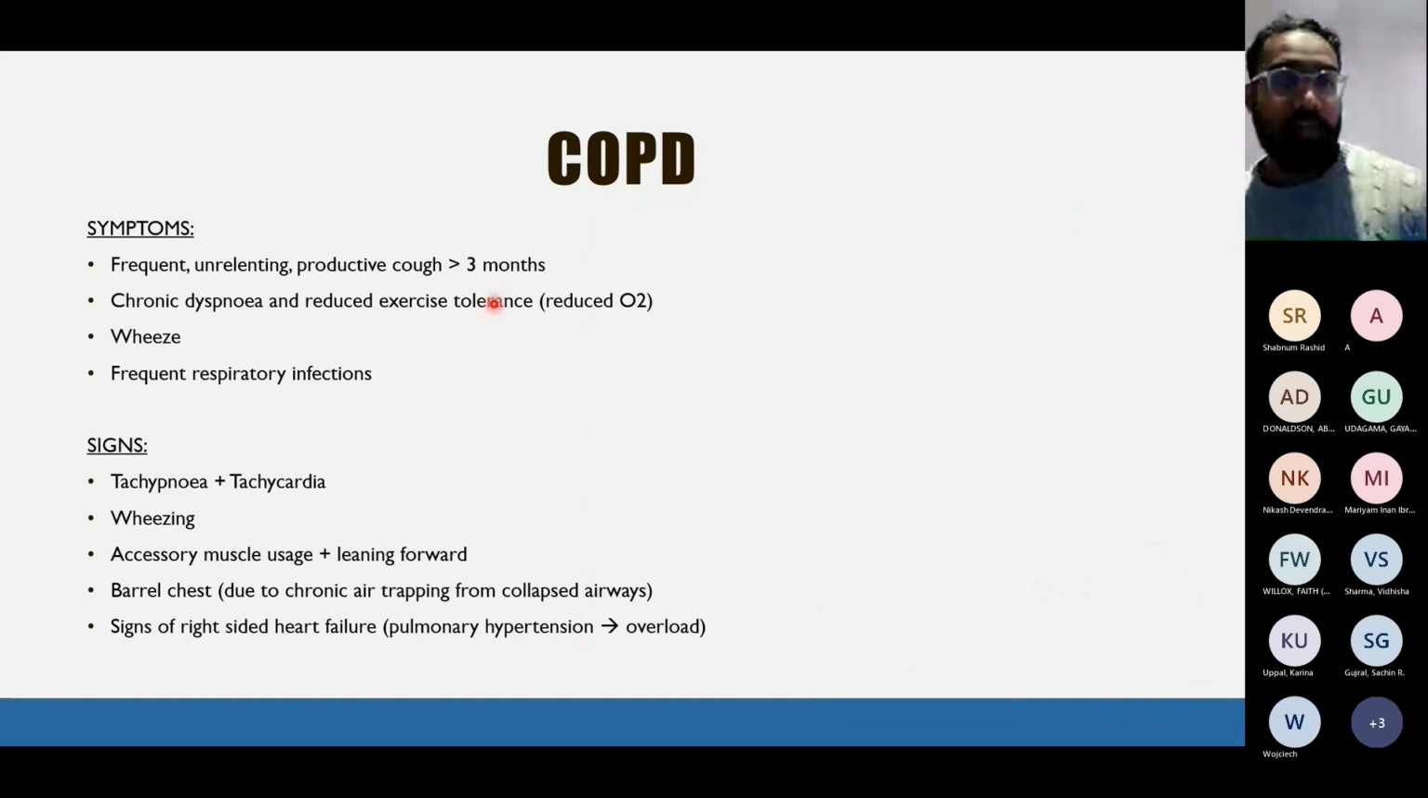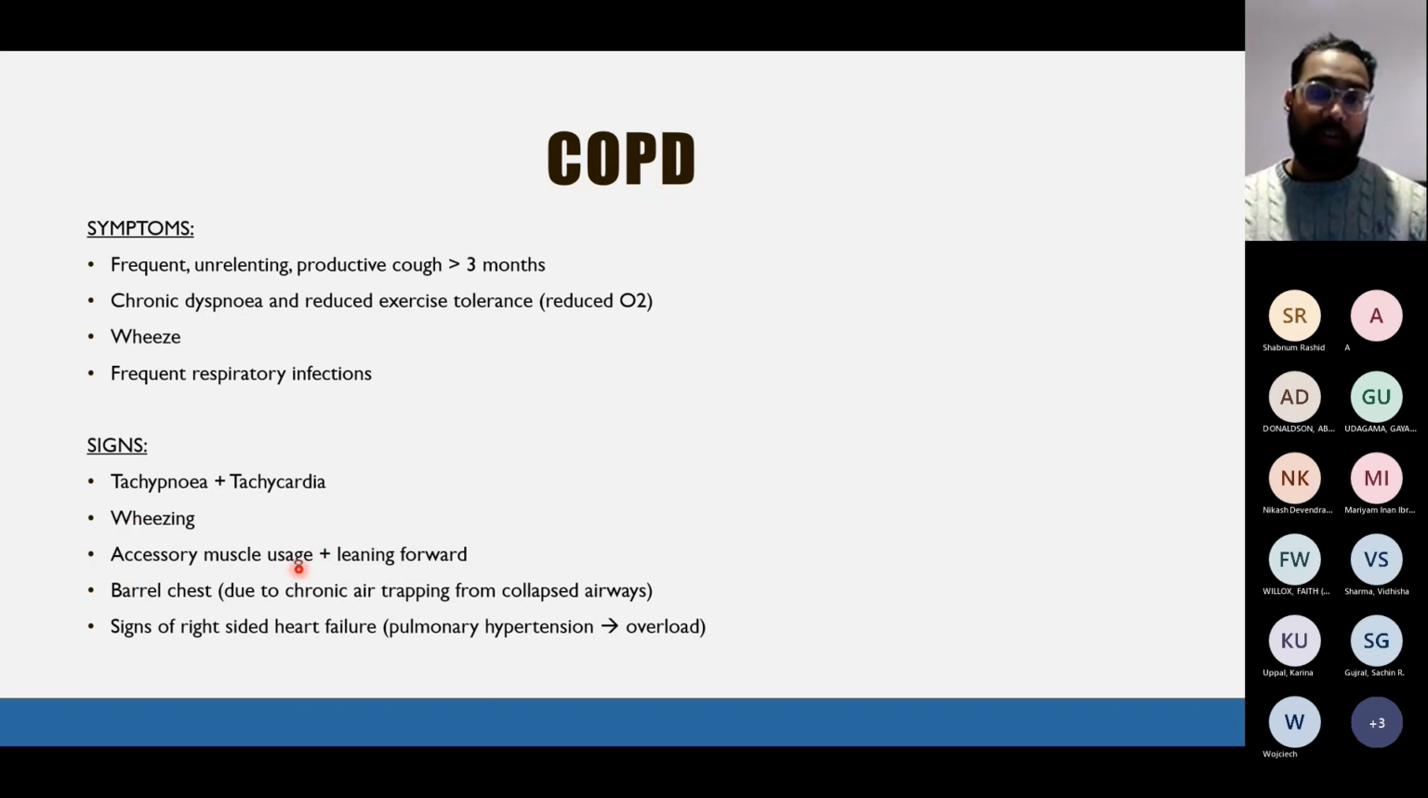Now, because of our narrowed airways, we get this productive cough, loads of sputum. We can't get enough oxygen into the blood, so reduced exercise tolerance. Again, narrowed airways, passing air through a smaller lumen causes a wheeze. And then because we have loads of mucus just sitting there festering with bacteria, we get frequent respiratory infections. Reduced oxygen availability, tachypnea and tachycardia for the same reasons I explained before. And because we're so out of breath, you start to use your accessory muscles.